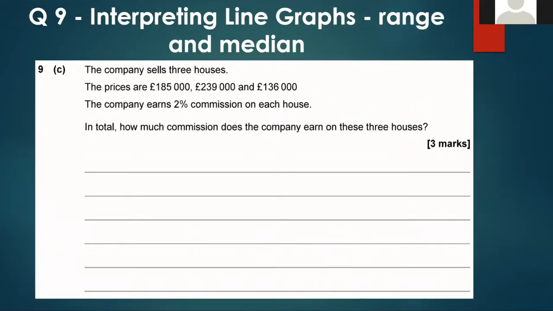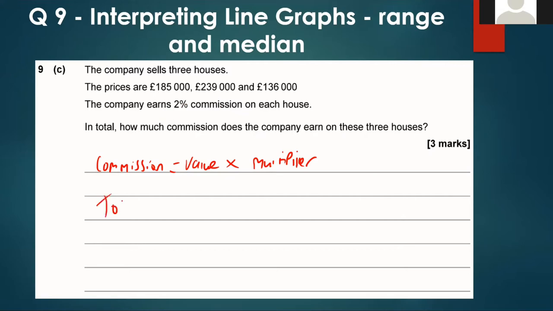Number 9C then says that the company sells 3 houses, okay? The prices are 185,000, 239,000, and 136,000. The company earns 2% commission on each house. In total, how much commission does the company earn on these 3 houses? So the commission is going to be the total value of the houses sold, and then times by 2%. So commission, I like writing these little formulas as my own at the top so I remember them. It's value times by the multiplier. Now the multiplier and or value may seem all confusing, but actually it's the multiplier that you times by, the 2%.